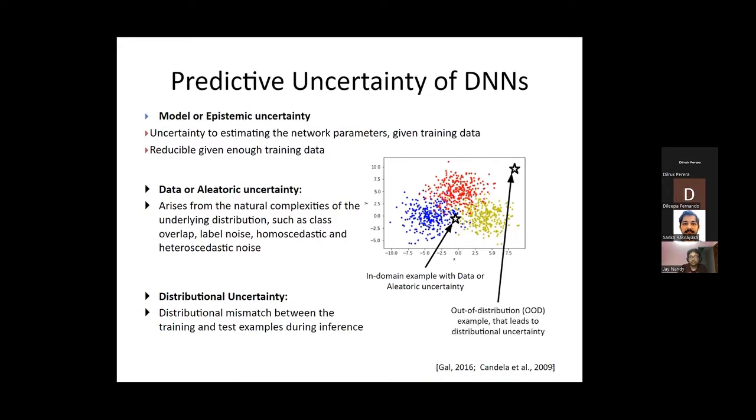The other type of uncertainty is called distributional uncertainty, where the data point is coming far away from the original in-domain distribution, and the model has no idea how to react to that data point. That kind of data point we call an out of distribution data point. So our work is going to focus on this and try to distinguish between in-distribution and out of distribution data points.